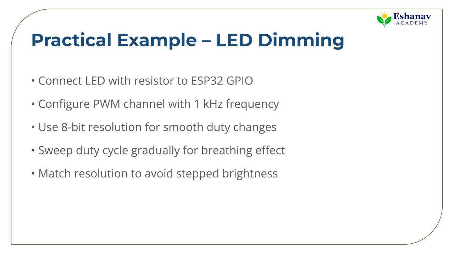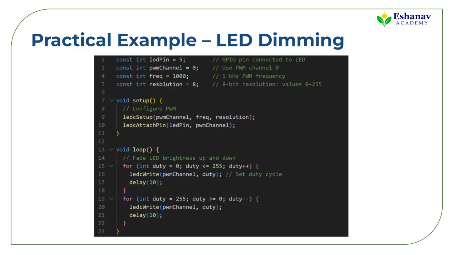Let's start with a simple LED to see PWM in action. Imagine GPIO 5 wired through a resistor to an LED. By attaching that pin to a PWM channel, setting a frequency of 1 kHz, and sweeping the duty cycle from 0 to 255, you'll see the LED gently fade in and out.